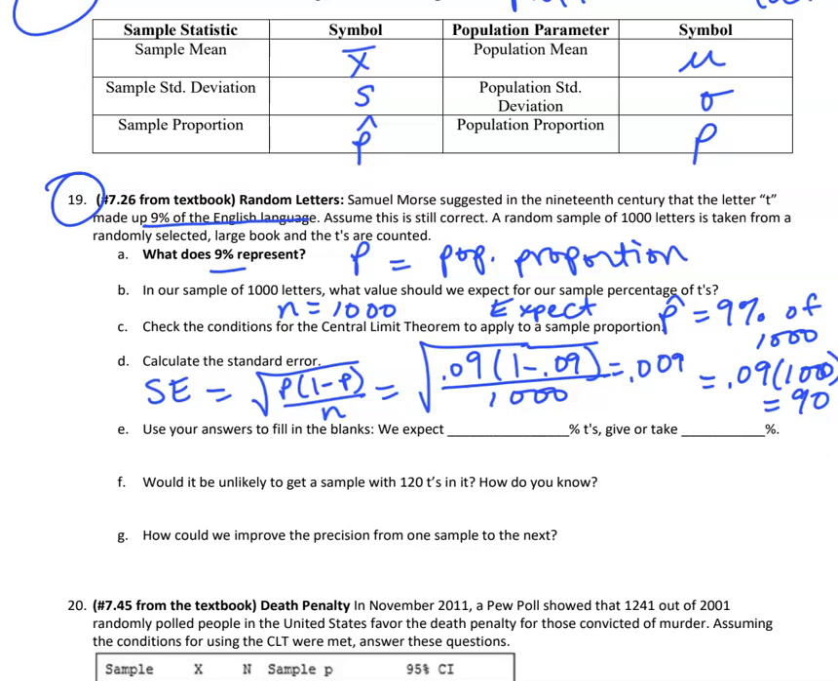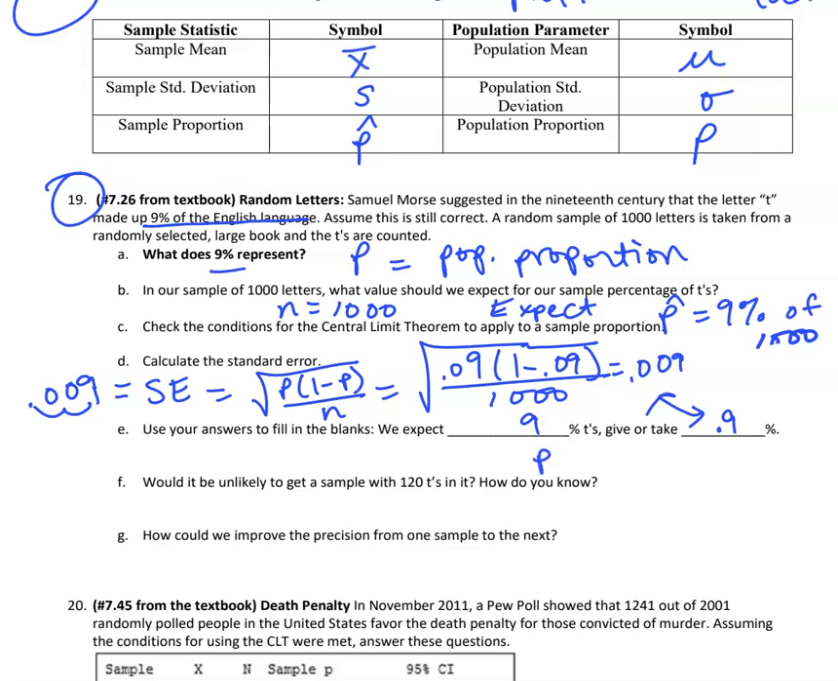So it says we would expect to get blank percent T's. We would expect to get 9% T's, give or take our standard error. So our standard error, I know there's a lot of nines here. Don't get confused with this example. Try to keep everything straight. Our standard error as a decimal was 0.009. So as a percentage, if we move that 2 spaces to the right, that's 0.9%. So that's coming directly from my standard error. Okay, sorry, I don't want to confuse you with this equal. Let me get rid of all that. So we expect to get 9% T's, give or take about 0.9%, which is the standard error.